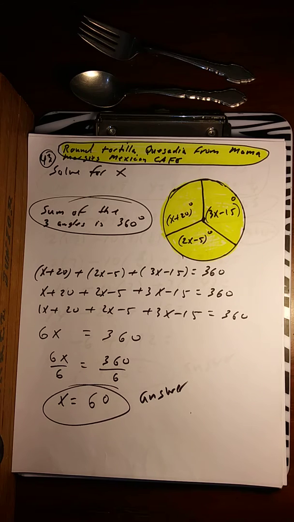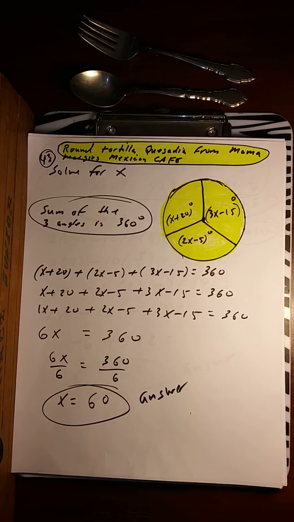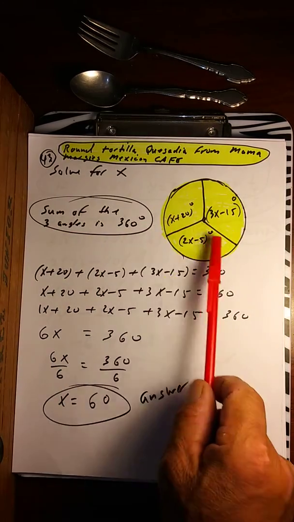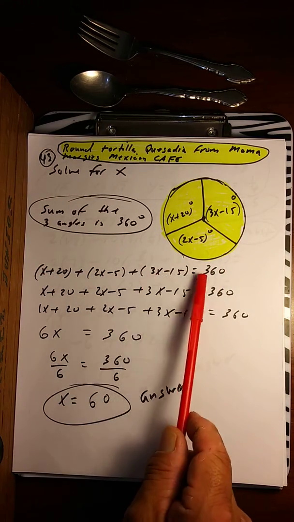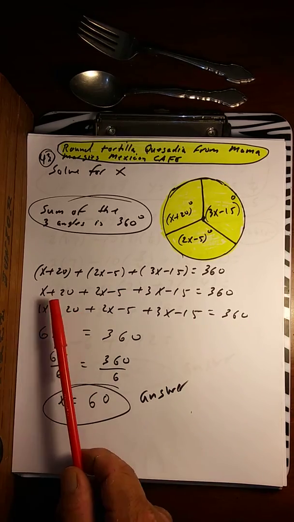So, this one. We're going to say the sum of the three angles, this plus this plus this, always is 360. So we know the first one, the second one, the third one is 360. So now add them, take them out of parentheses, add the numbers together.